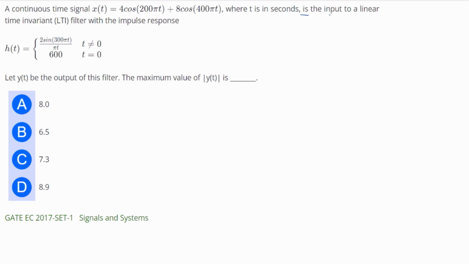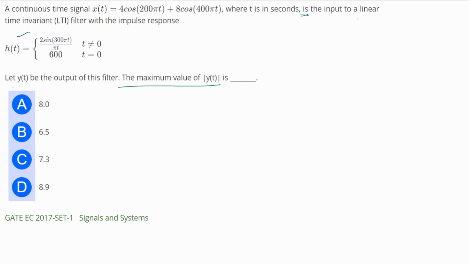A continuous time signal xt is equal to 4 cos 200 pi t plus 8 cos 400 pi t, where t is in seconds, is the input to a linear time invariant filter with the impulse response given to us. Let yt be the output of this filter. We have to find out the maximum value of yt. Very similar type of question to the previous one.